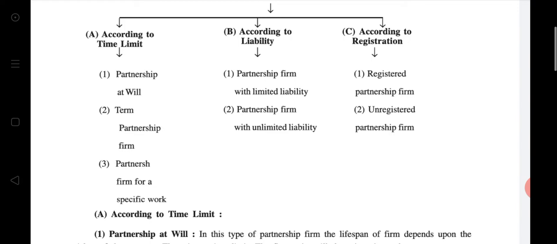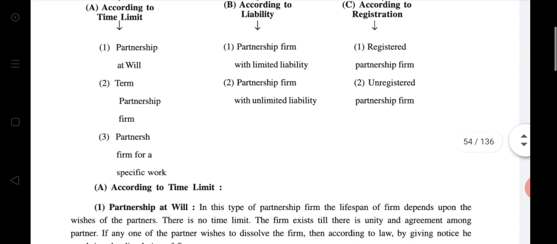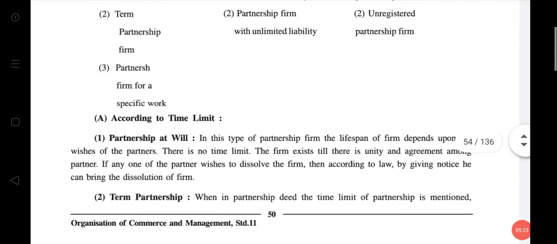Then the third one is partnership formed for a specific work, like a partnership firm made for the construction of a building. So this is for a special purpose. After completion of the construction work, the partnership is dissolved automatically. Cleared? Okay.